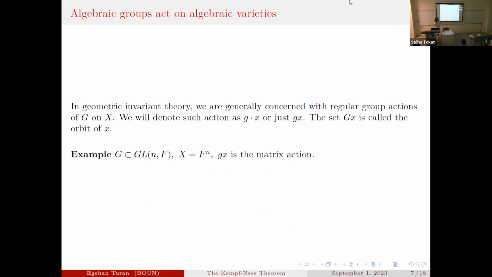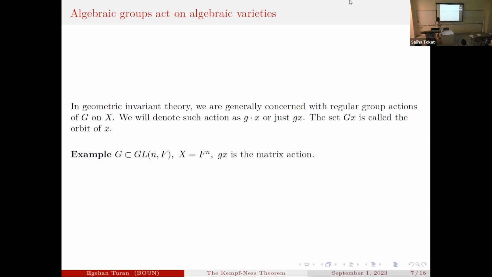And why am I dealing with algebraic groups and what are they good for? Algebraic groups can act on algebraic varieties in a regular way, so that their properties are really easy to study. Let's say G is my algebraic group and X is my algebraic variety. Then I can just show this definition.